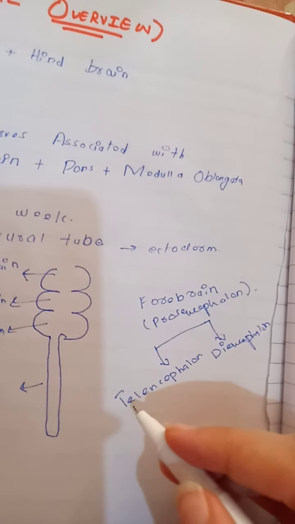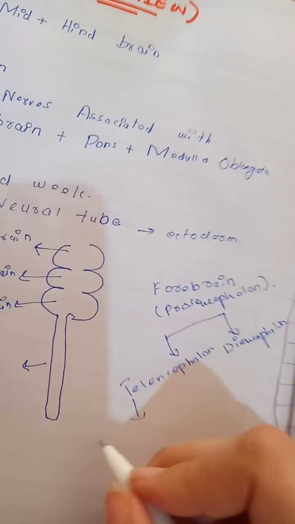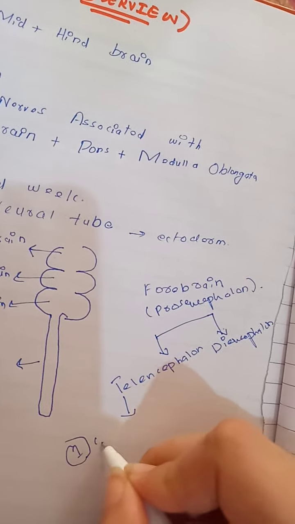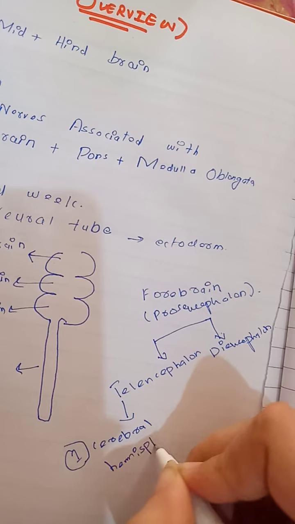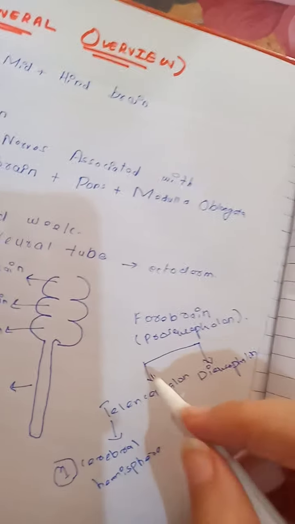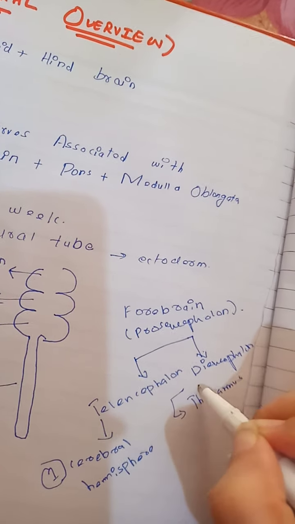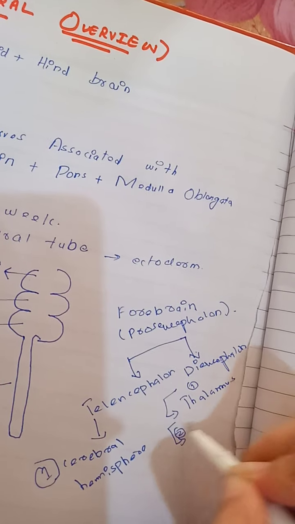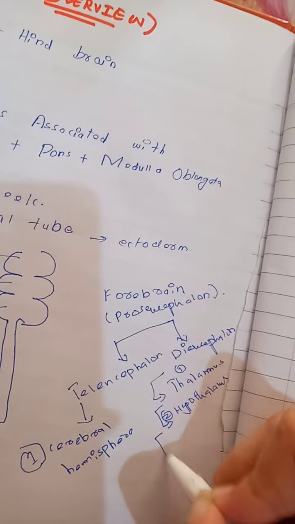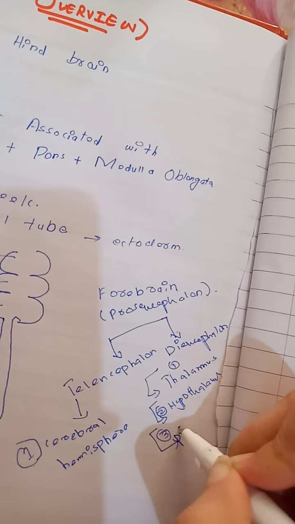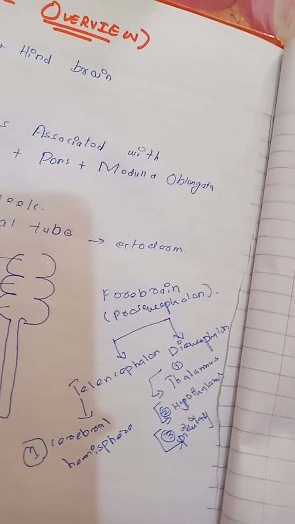The telencephalon will give rise to the cerebral hemispheres, while the diencephalon will give rise to the thalamus, second one hypothalamus, third one pituitary. These are the primary structures which are derived from the diencephalon.